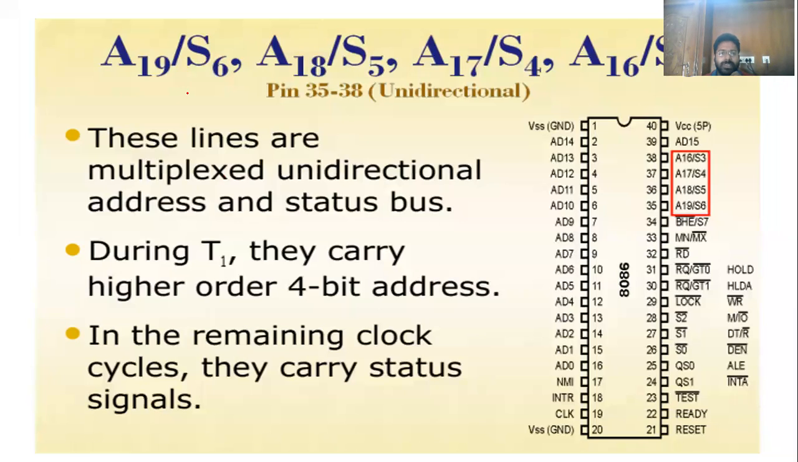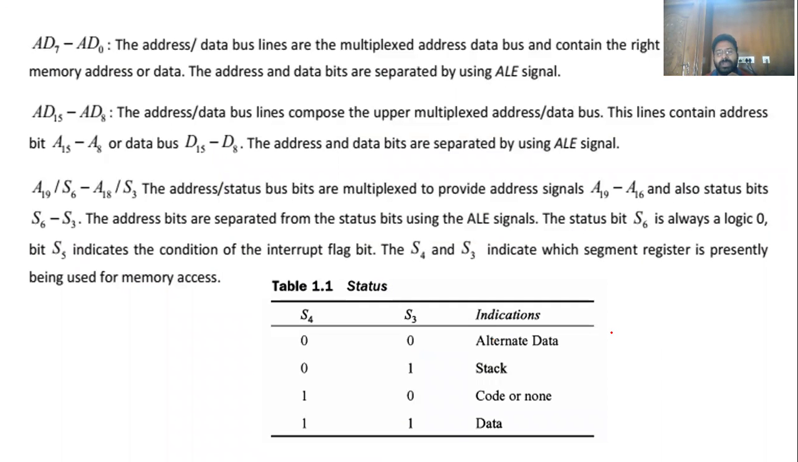At the same time, you have A16/S3 to A19/S6, nothing but S6, S5, S4, and S3. What are these? These signals are nothing but the status of the signal. Status means it shows which memory the microprocessor is able to access. You have the segmented memory, logically 16 segments.